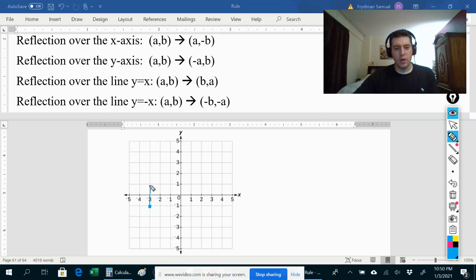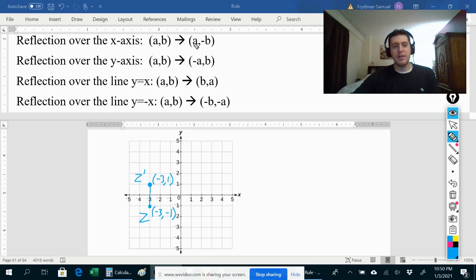So (1, 1). This would be the image of that point. If I just call this point, I don't know, I'll just pick the letter z, then this would be z prime. So the original coordinates were (-3, -1). The coordinates of the image z prime are (-3, 1).